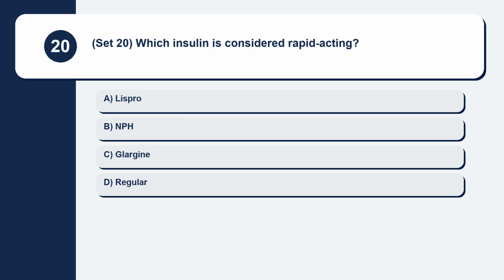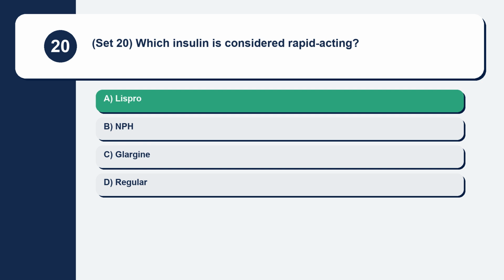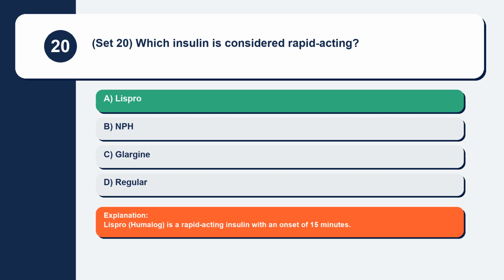Question 20. Set 20. Which insulin is considered rapid-acting? Lispro, NPH, glargine, regular. Lispro, Humalog, is a rapid-acting insulin with an onset of 15 minutes.